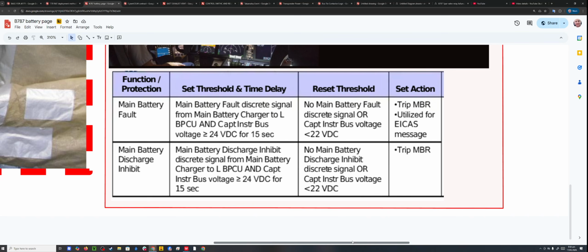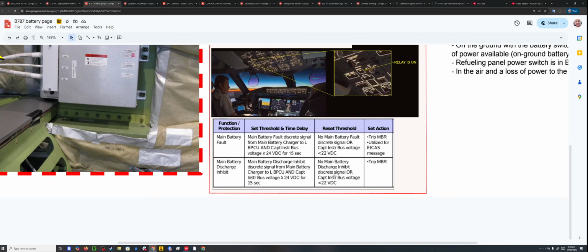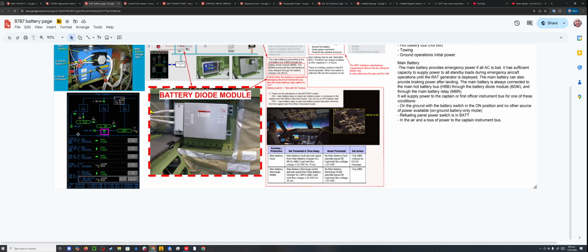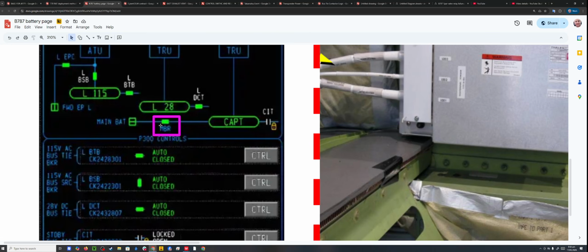Closed means passing power, open means not passing power. Open doesn't mean it lets electricity through. Closed lets electricity through, and a short circuit, if there is one. The reset threshold is irrelevant. So what are we looking at here? This is the main battery relay.